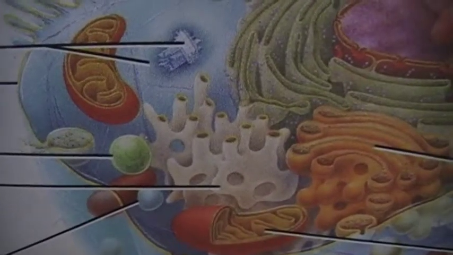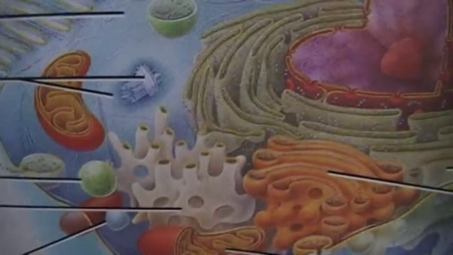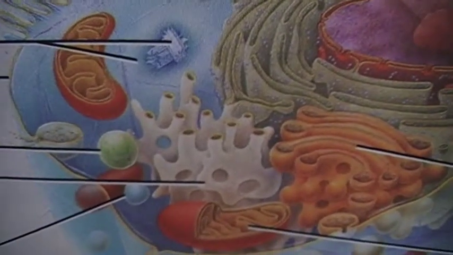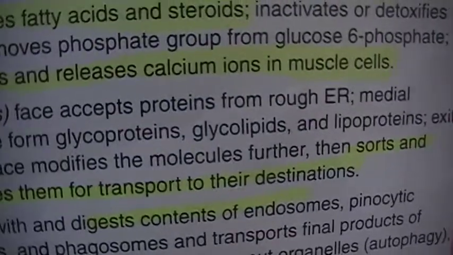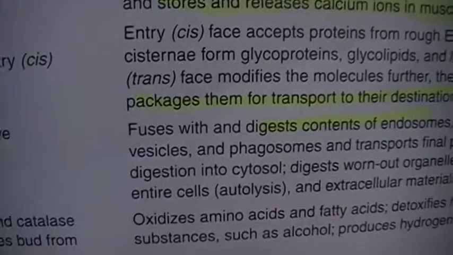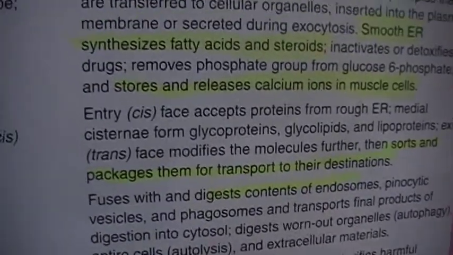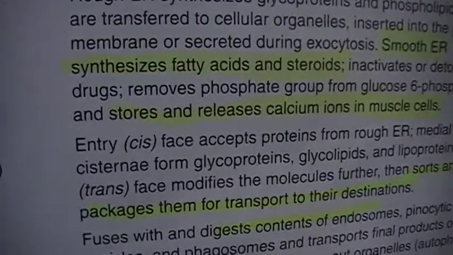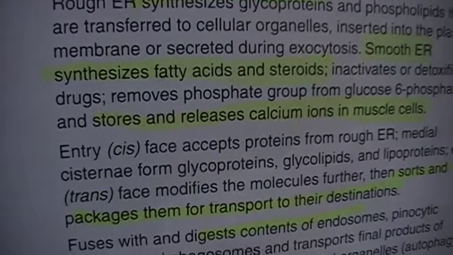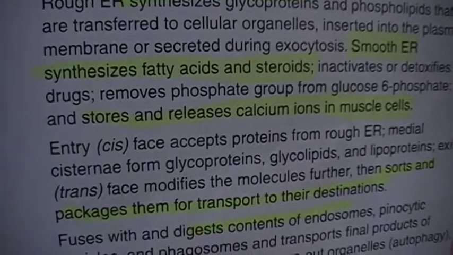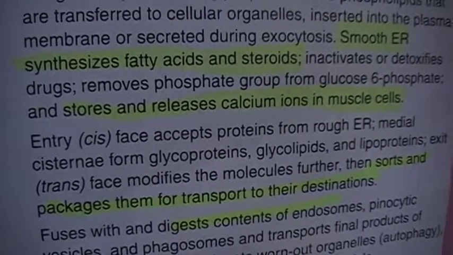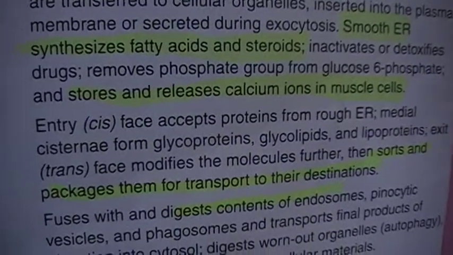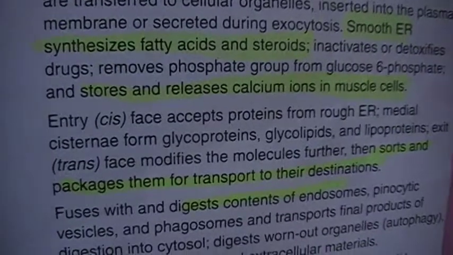What does the smooth ER do? It looks like coral and it synthesizes fatty acids and steroids. It also stores and releases calcium in muscle cells.